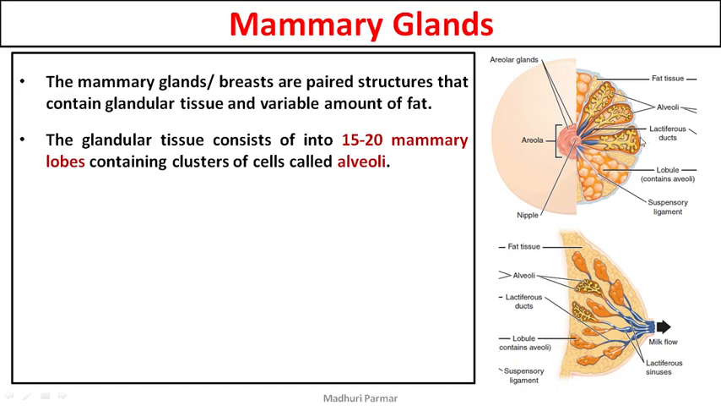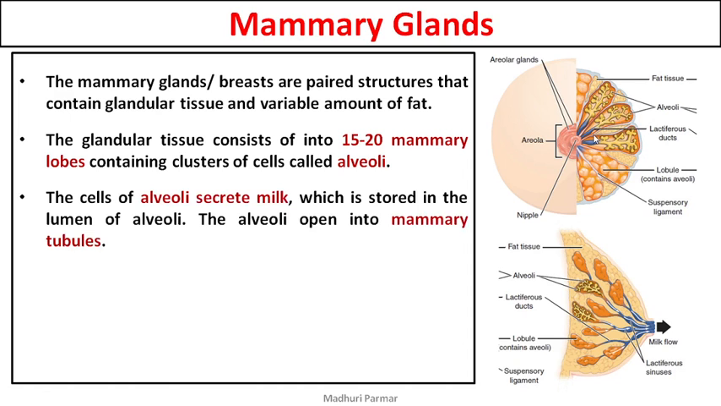Inside it has clusters of cells which are known as alveoli, just like your lungs. In lungs also you have alveoli. In mammary glands also you have alveoli, which are these swollen structures at the end that you can see. So you have a lot of alveoli present in each lobe. The cells of alveoli are the ones which secrete milk.